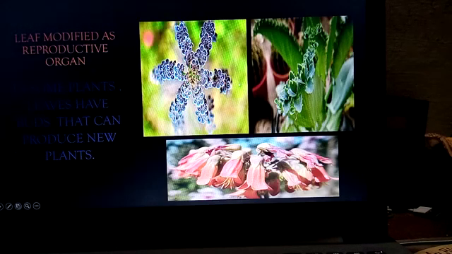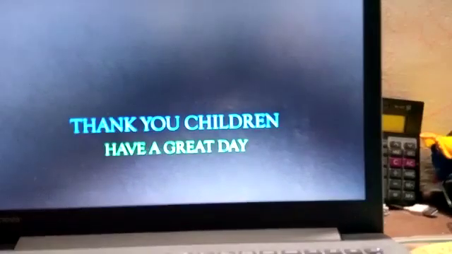Okay, children. So this is about the modification of the leaf and about the leaf. Thank you, children. Hope you have understood today's class, that is about a leaf, its functions and the modifications. So next class we will discuss about the remaining parts of the plant.